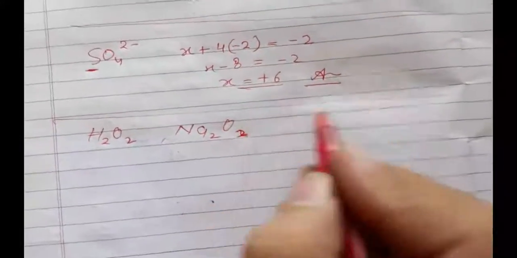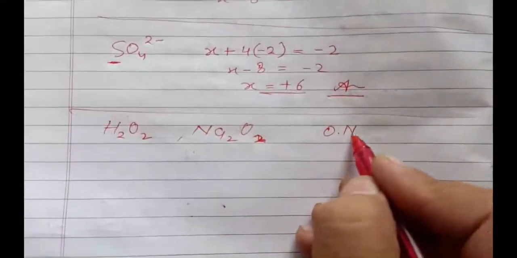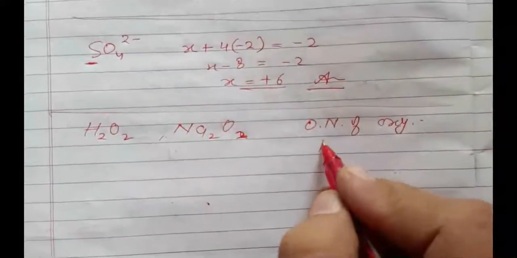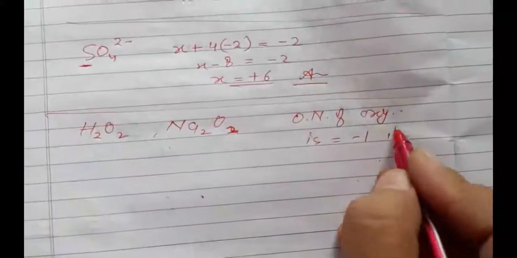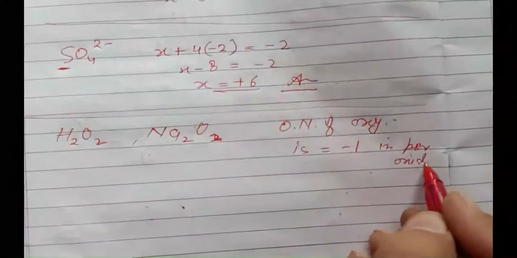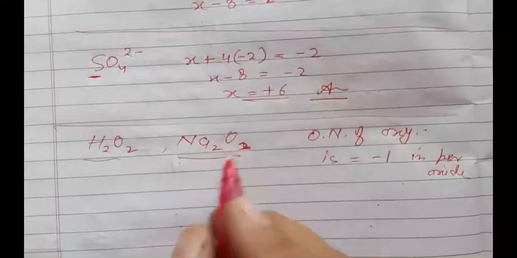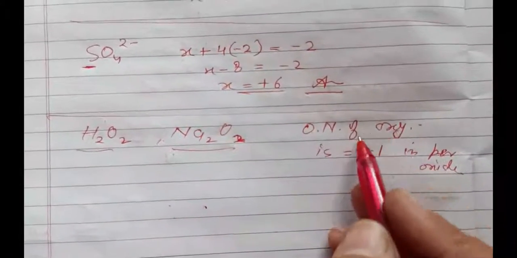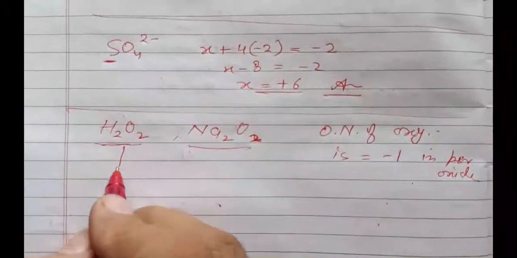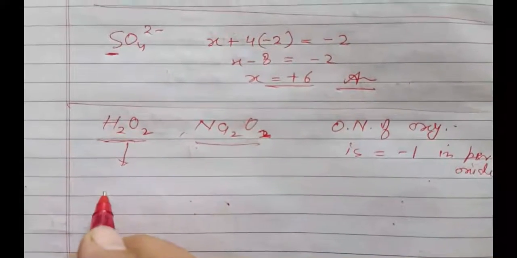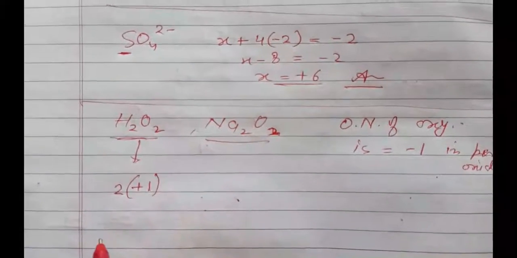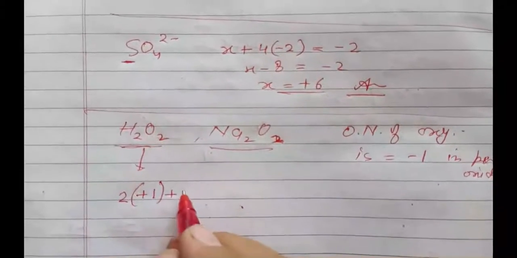You have learned, students, that the oxidation number of oxygen is -1 in peroxides. So here we take two examples and check whether the oxidation number of oxygen -1 is correct or not. So we solve this one first. Here how many hydrogen? 2 hydrogen. We write 2 first. What is the oxidation number of hydrogen? It is +1. Then we write 2 first.